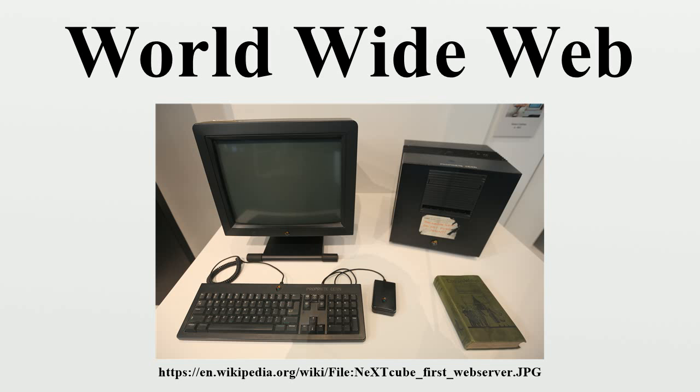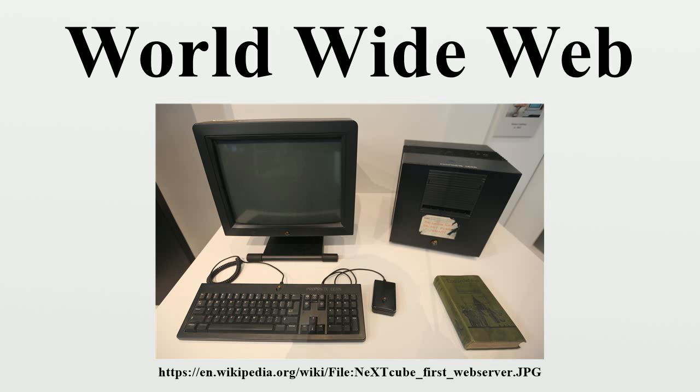The web browser parses the HTML and interprets the markup that surrounds the words to format the text on the screen. Many web pages use HTML to reference the URLs of other resources such as images, other embedded media, scripts that affect page behavior, and cascading style sheets that affect page layout. The browser makes additional HTTP requests to the web server for these other Internet media types. As it receives their content from the web server, the browser progressively renders the page onto the screen as specified by its HTML and these additional resources.